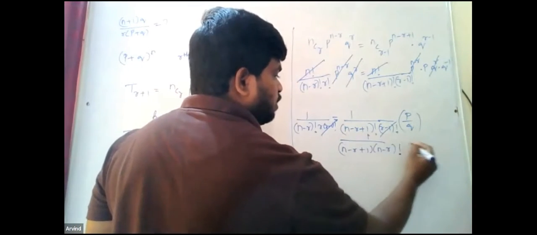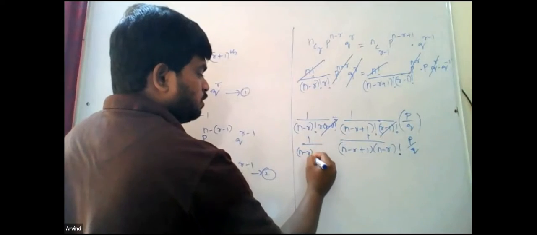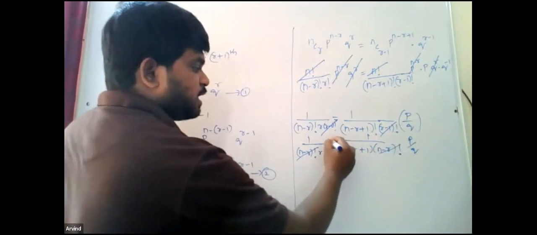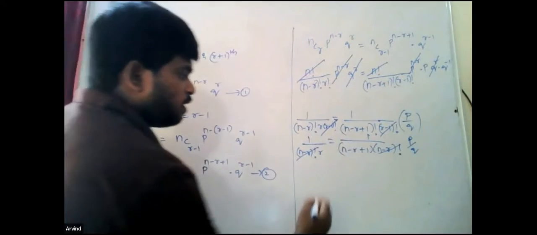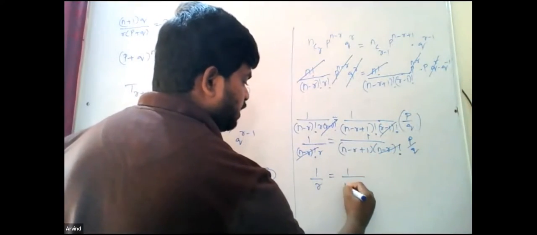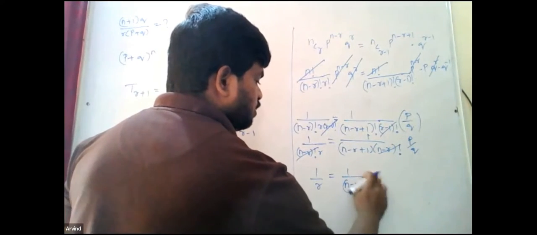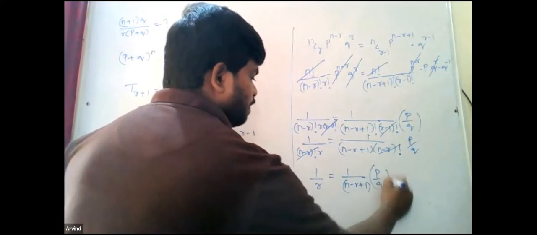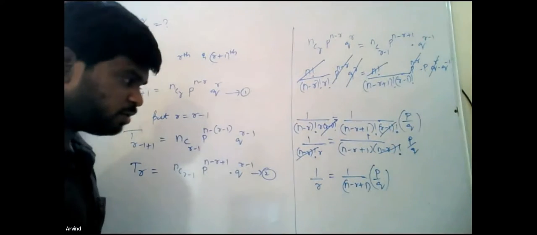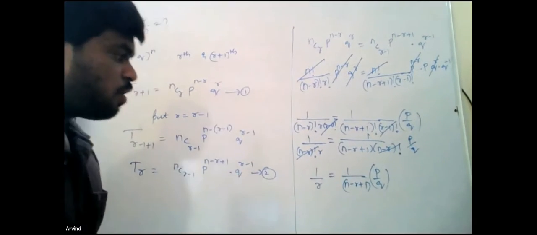Factorial p by q, here you got 1 minus r. So if you observe, this and this get cancelled. So the only thing that you are left with is 1 by r is equal to 1 divided by n minus r plus 1 times p by q. Okay, it's very, very simple. I'm just explaining while doing it; while you are doing it, you can cancel things very fast. So now cross multiply it.